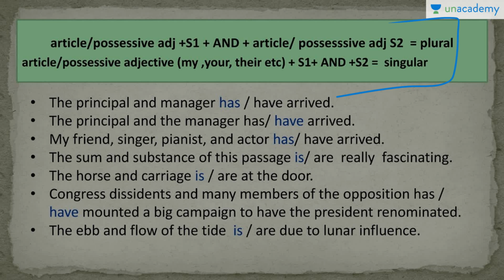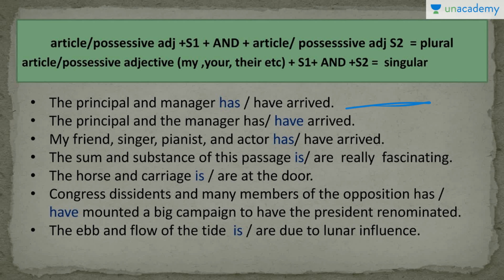But if there are more than one article or possessive case in such sentences, that means that more than one person or thing is being talked about, giving it a plural sense, and hence that is followed by a plural verb. Now look at the following sentences.